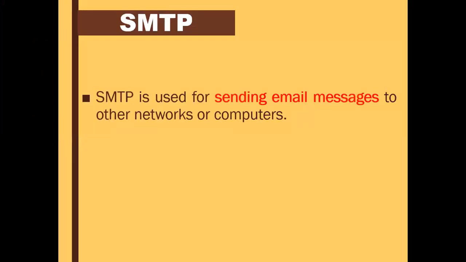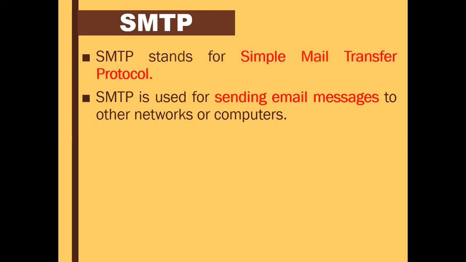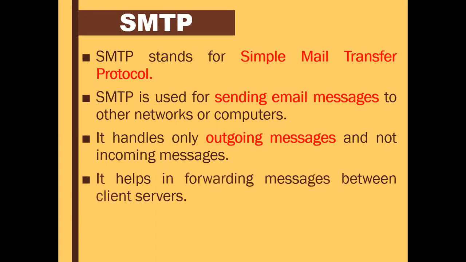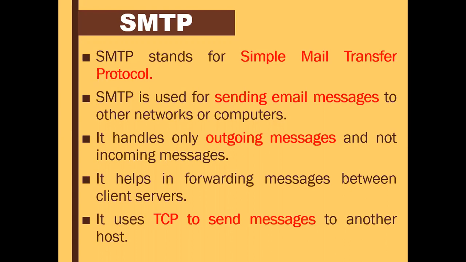SMTP is used for sending email messages to other networks or computer. SMTP stands for Simple Mail Transfer Protocol. Second, SMTP is used for sending email messages to other network or computer. It handles only outgoing messages, जिनको हम भेज रहे हैं, and not incoming messages. It helps in forwarding message between client server. It uses TCP to send message to another host.